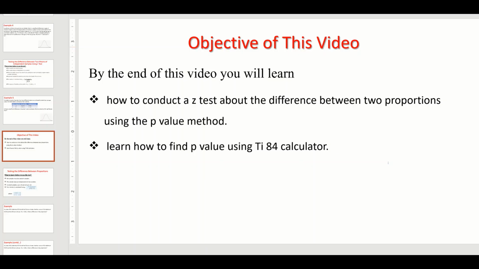Hello. In this video, you are going to learn hypothesis testing using z-test for the difference of two proportions. Two important objectives of this video are how to conduct a z-test about the difference between two proportions using the p-value method, and you'll also learn how to find the p-value using a TI-84 calculator.